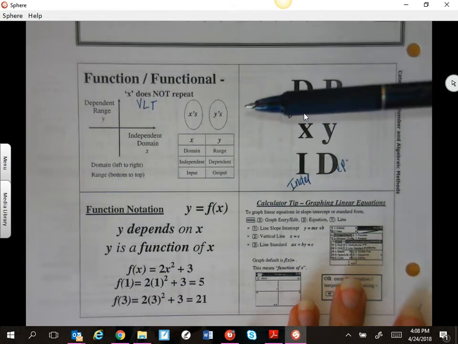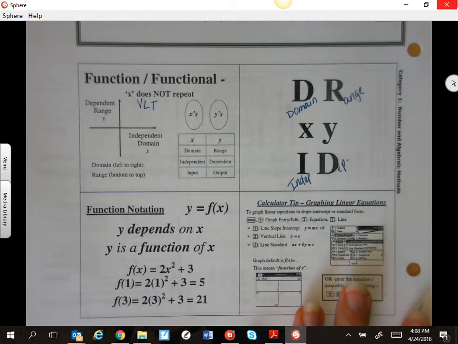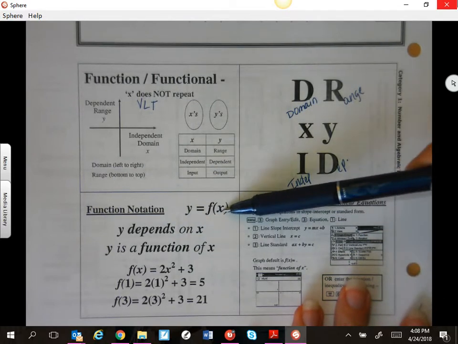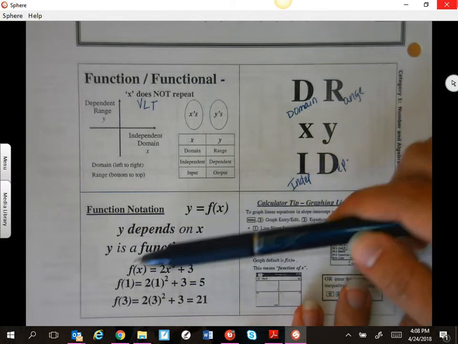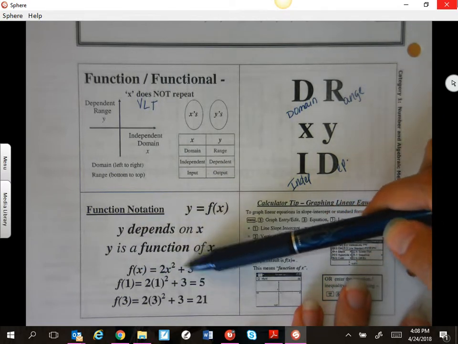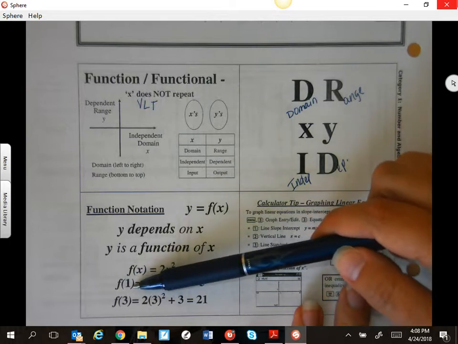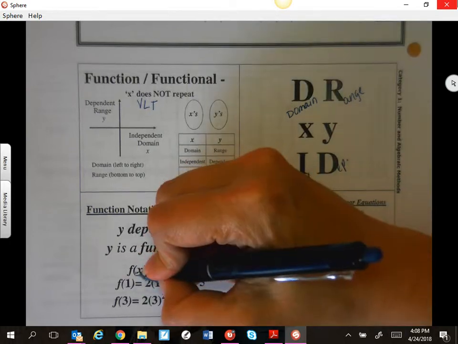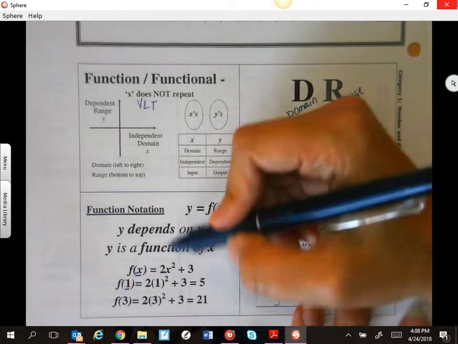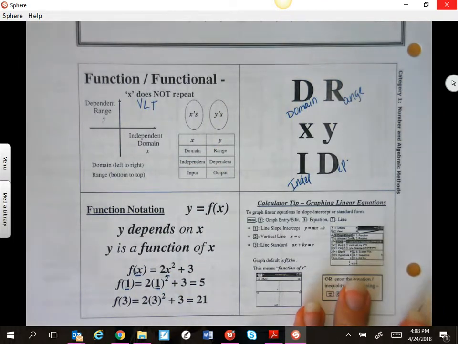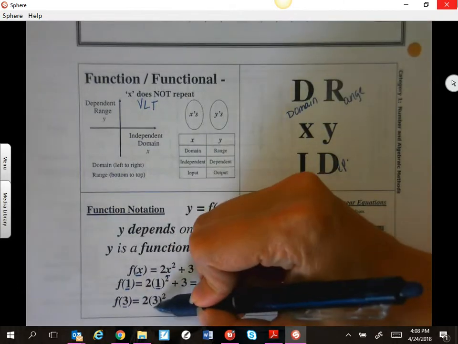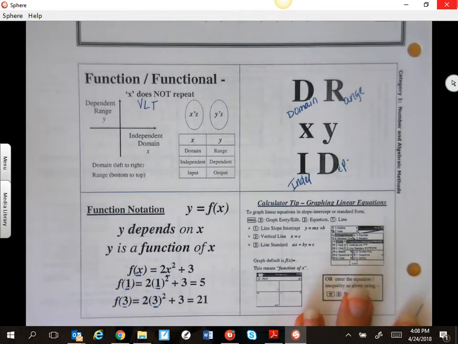Function notation shows that y is the same as f of x, y depends on x, y is a function of x. So if we have f of x is equal to 2x squared plus 3, and then I say f of 1, notice that 1 is in the same spot as x, so wherever x is, you will put the 1, and then you can solve using PEMDAS. Or f of 3, we'll put the 3 where the x is.